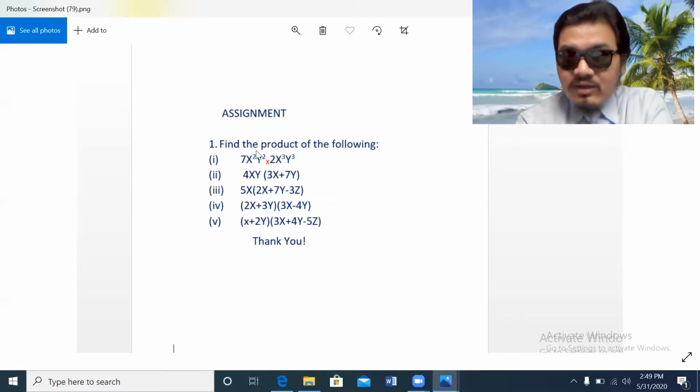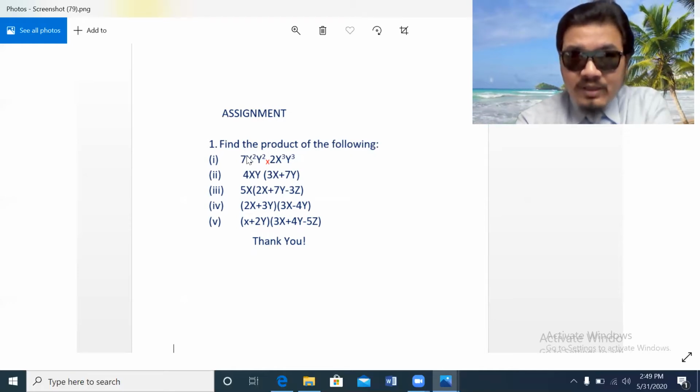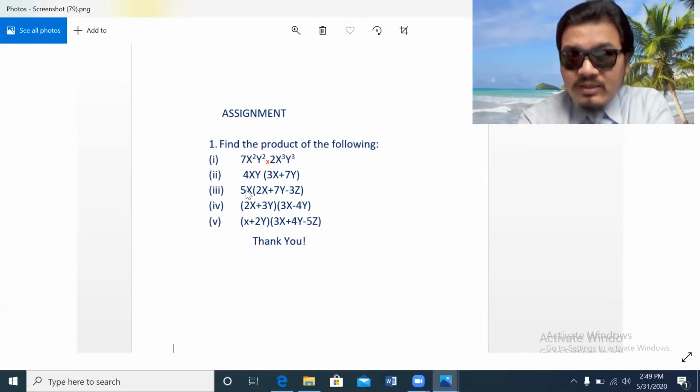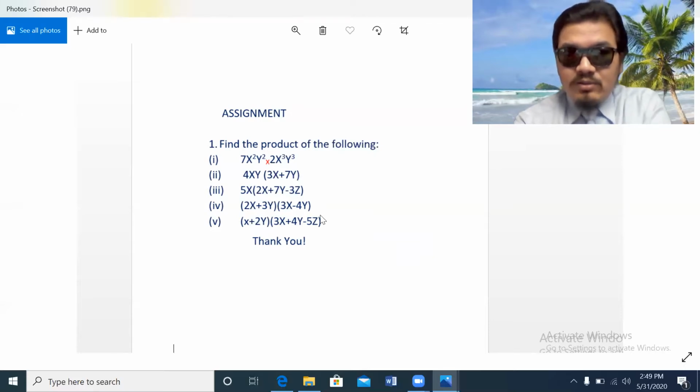Look, find the product of the following. Product means multiplication, you know, product and multiplication are the same. Look, first one, monomial to monomial, how to multiply, I have taught you. Monomial to binomial, how to multiply, and monomial to trinomial, how to multiply. Binomial to binomial, how to multiply, and binomial to trinomial, how to multiply. It is shown here, okay?